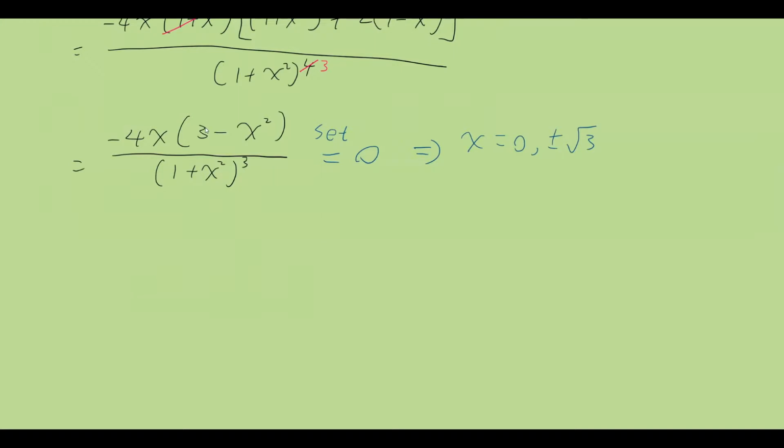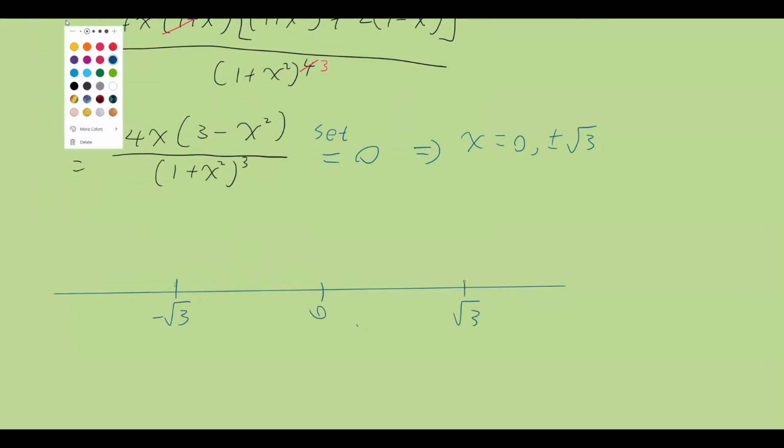All right. Okay, so let's see. That's 3 possible points of inflection. And let's do that. Again, draw the real line. All right, so we have 0, negative square root of 3, positive square root of 3, right? And we know f double prime is 0 at these points.